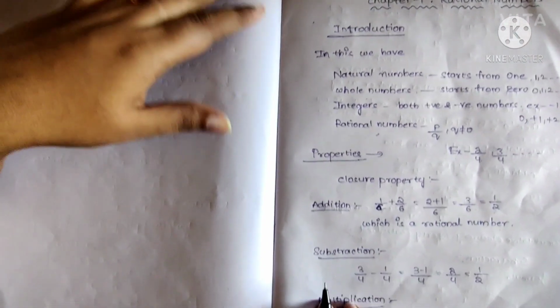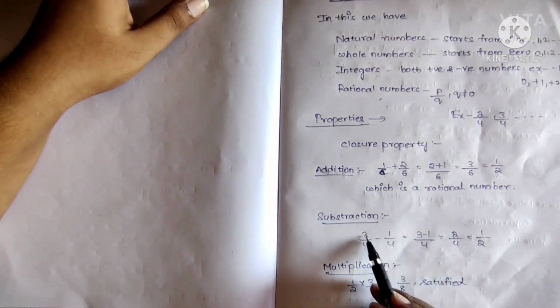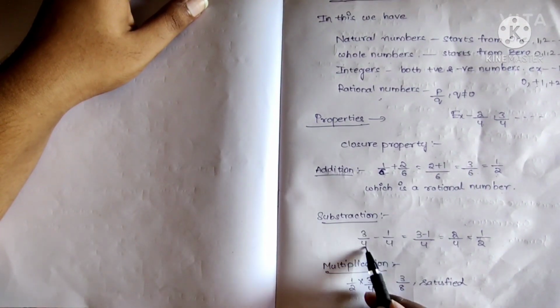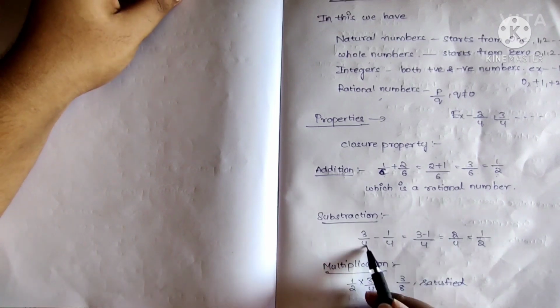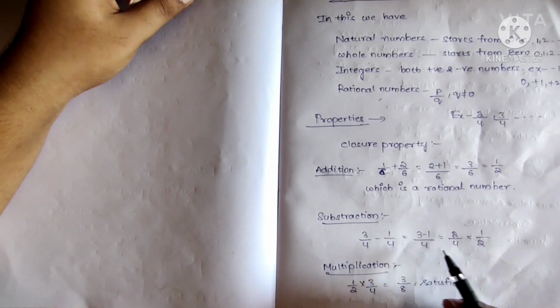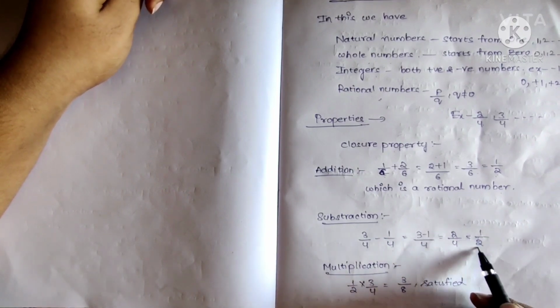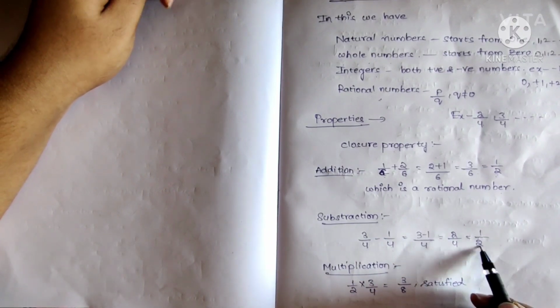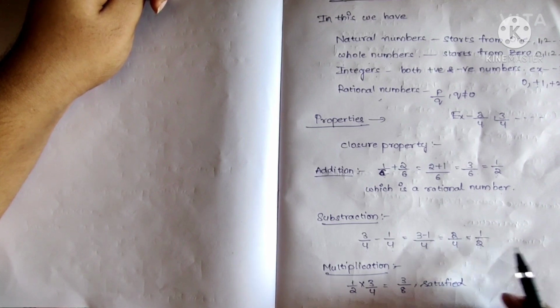Now let us see the subtraction. Let us take the examples 3 by 4 and 1 by 4. 3 by 4 minus 1 by 4 equals 3 minus 1 by 4, that is 2 by 4, 1 by 2. It is also a rational number and it is satisfied under subtraction.